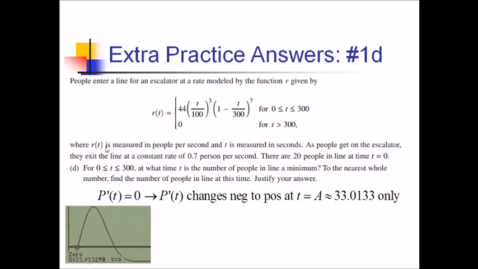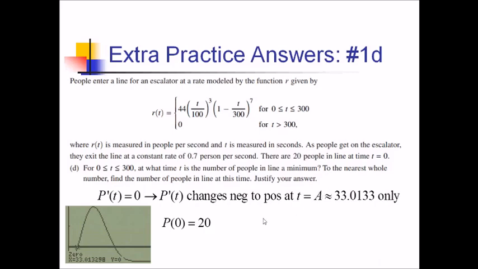All right, we've got our critical value. We've got two endpoints, 0 and 300. It's time to run the candidates test and see which one of these gives us the smallest number when we plug it into the p function. So let's start with p of 0, the left endpoint. Well, that's the number of people at time 0. That's 20. They gave us that. Great. How about p of A?